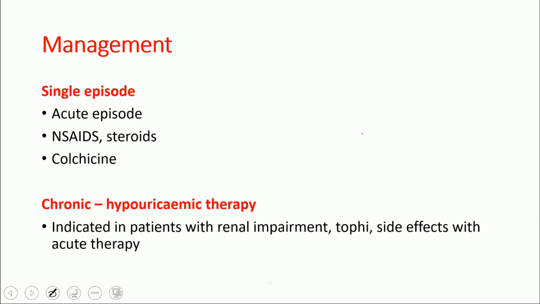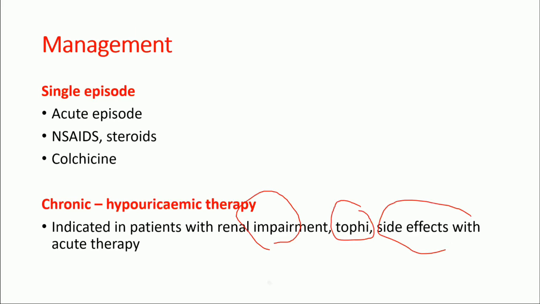Long-term therapy. Right? Some of the indications we have given here. Especially people with renal impairment. Right? Patients with tophi, right? And certain side effects of acute therapy. There is also, you can base it on the uric acid level. Some guidelines. So for those people, you give chronic hyperuricemic therapy, and that is with allopurinol.